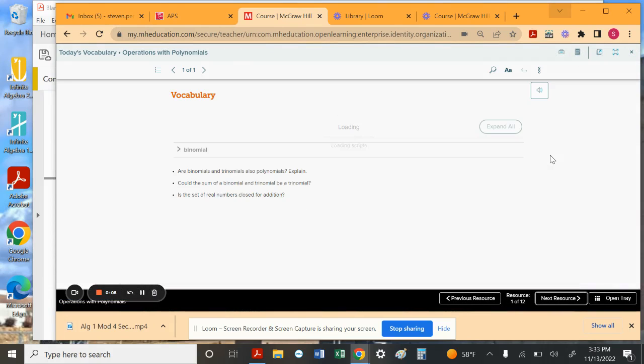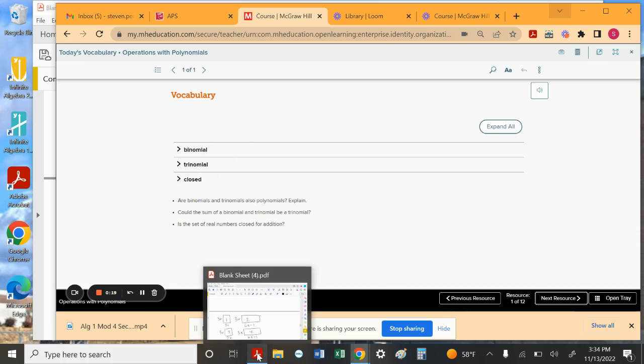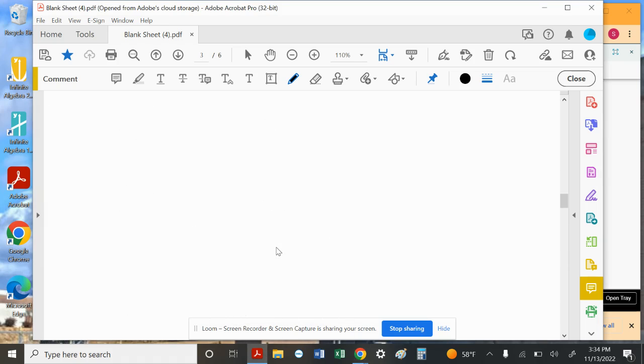Okay, let's go ahead and get started on the next section. The next section is dealing with adding, subtracting, and multiplying polynomials. We're going to look at a couple of different types, these binomials and trinomials. I'm not going to worry about closed for now, but I want to give you some definitions on these different pieces as we start going through everything.